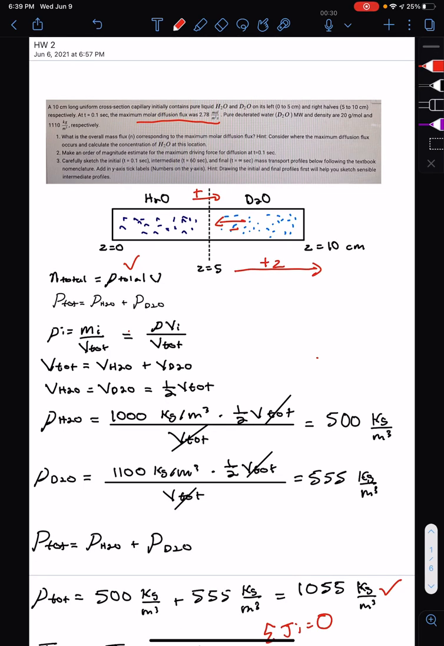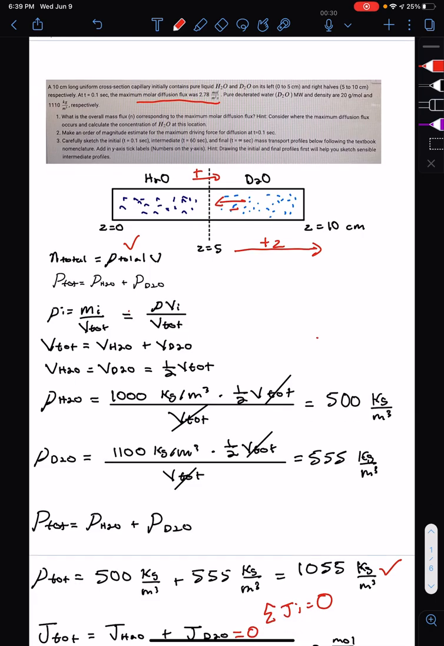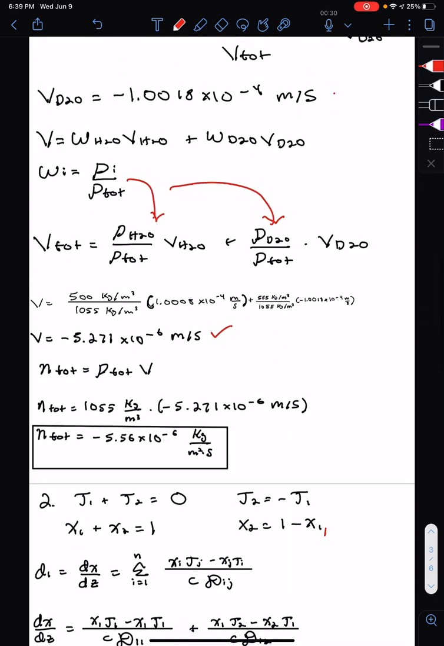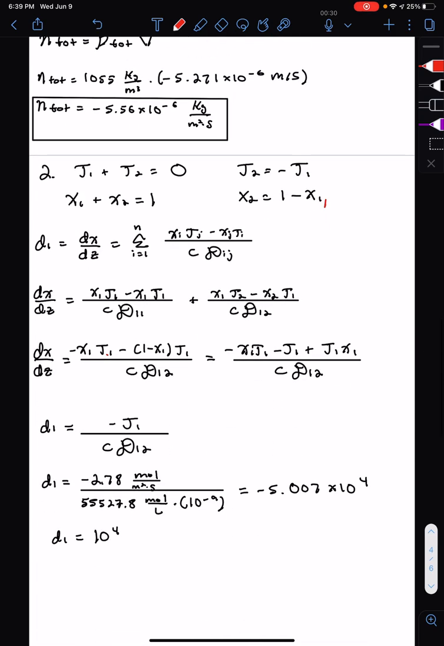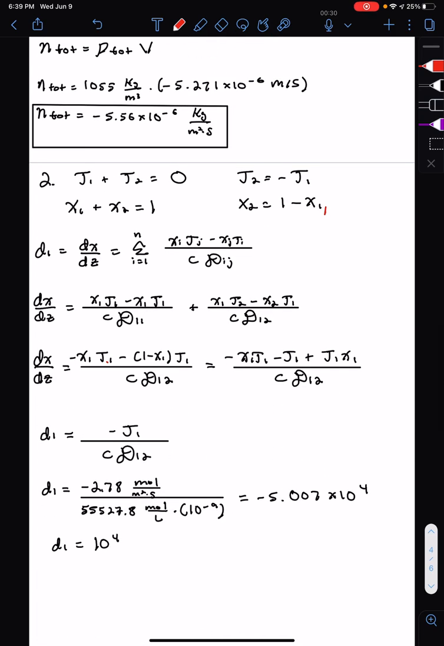Now for problem number 2. They're asking, make an order of magnitude estimate for the maximum driving force for diffusion at t equals 0.1 seconds. So we know the sum of the molar diffusive flux is equal to 0, that we figured out above. So we know that J2 is equal to negative J1. We know the total mole fraction is equal to 1. So x1 plus x2 is equal to 1. And if we isolate x2, we get 1 minus x1.